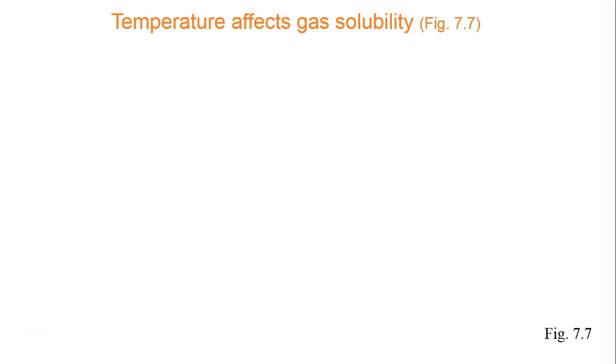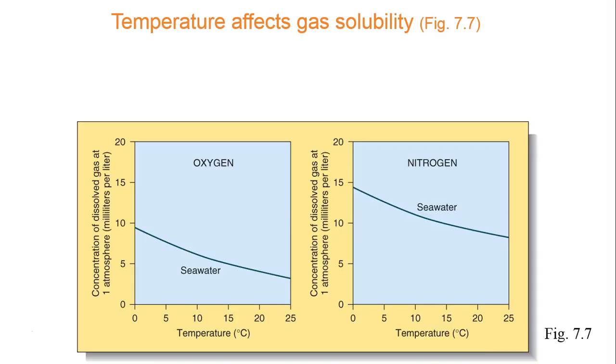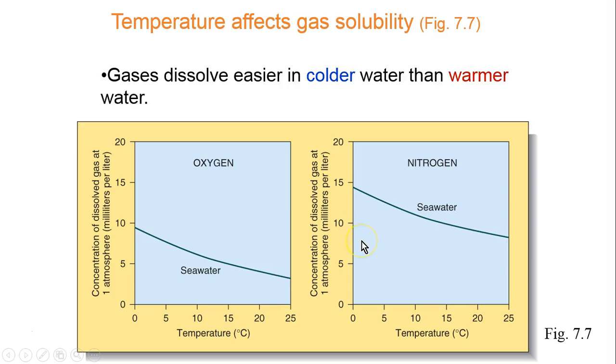Now the temperature of the water will actually affect the solubility, or the ability of those gases to dissolve. So here we have two graphs showing us the solubility of oxygen in seawater and of nitrogen in seawater with changing temperatures. You can see that as the temperature increases going to the right, your oxygen concentration goes down, and so does your nitrogen concentration.